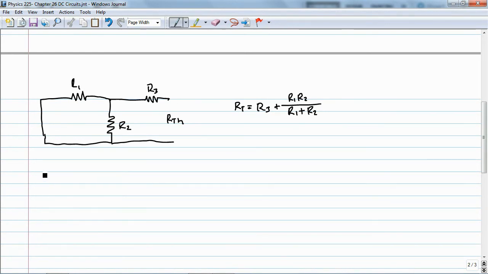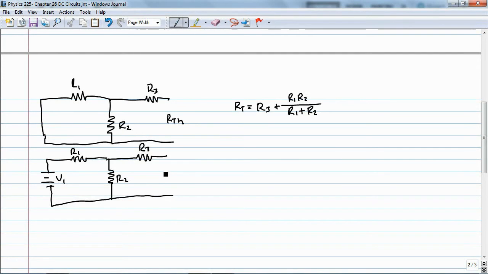And now we go back to the original circuit. We have V1, R1, R2, and then we'll have R3. And Mr. Thevenin says we take the capacitor out. This time we're going to measure the voltage where the capacitor used to be.